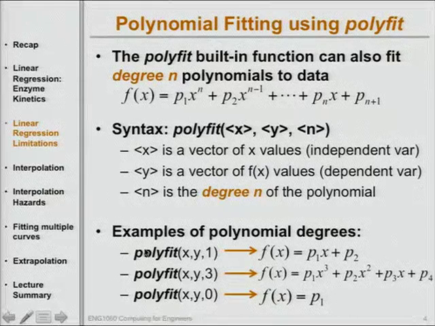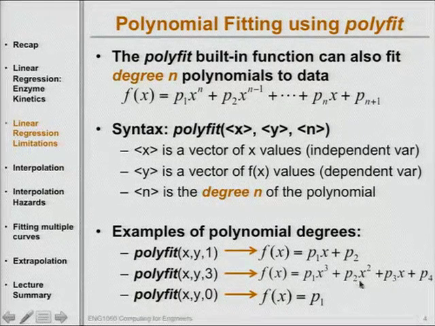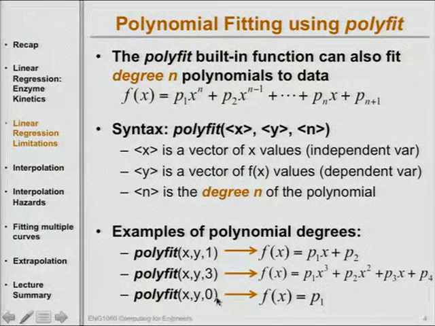So for example, polyfit(x,y,1) fits a straight line because you've only got a first order term. Polyfit(x,y,3) fits a cubic, p1 x cubed plus p2 x squared plus p3 x plus p4, and polyfit(x,y,0) fits a constant. So in actual fact, polyfit(x,y,0) will calculate the mean for you if you wanted to do that for some strange reason.